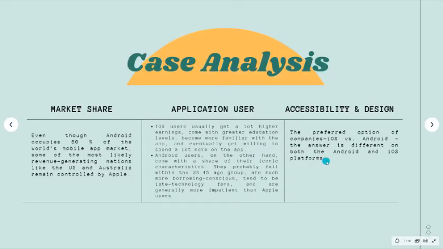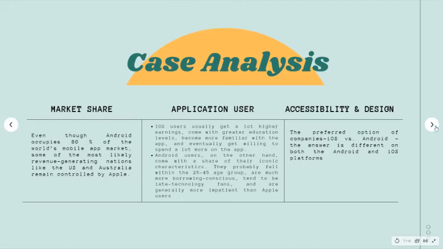There's quite a range of functions that separate Android statistics from iOS populations. iOS users usually get a lot higher earnings, come with greater education levels, become more familiar with the app, and eventually get willing to spend a lot more on the app. Android users, on the other hand, come with a share of their iconic characteristics. They probably fall within the 25 to 45 age group and are much more borrowing conscious, tend to be late technology fans, and are generally more impatient than Apple users.